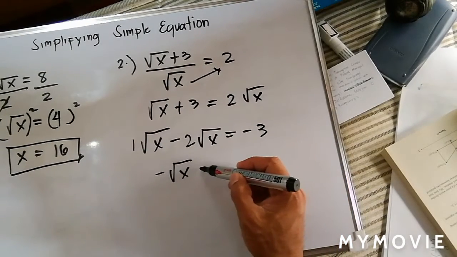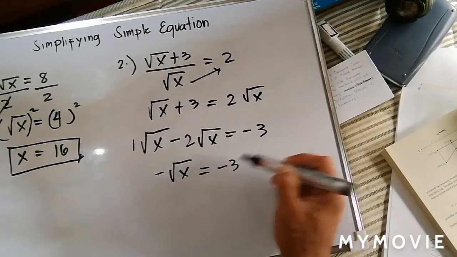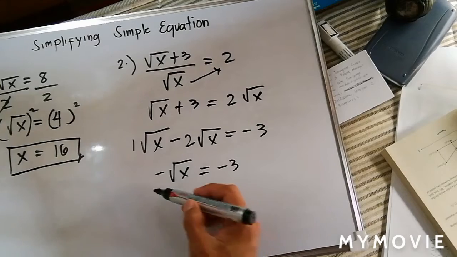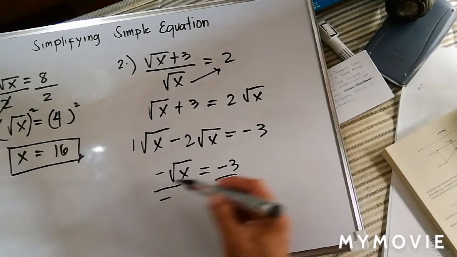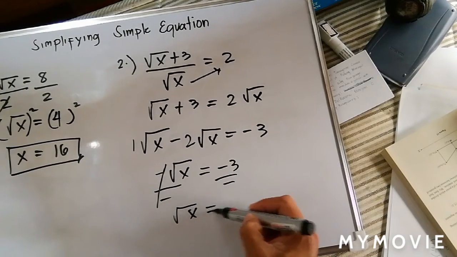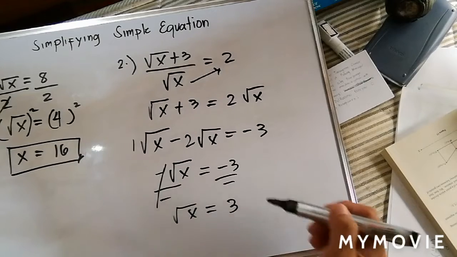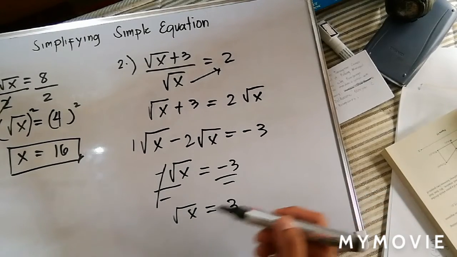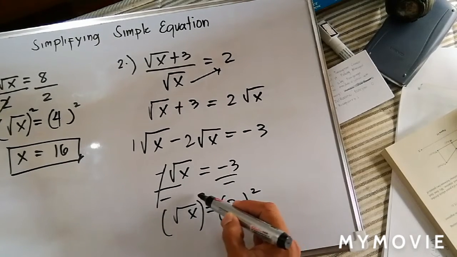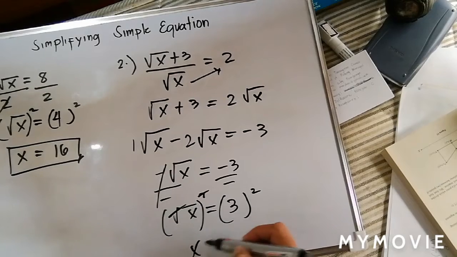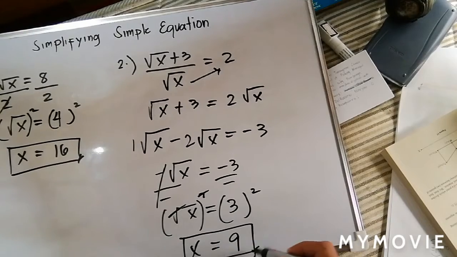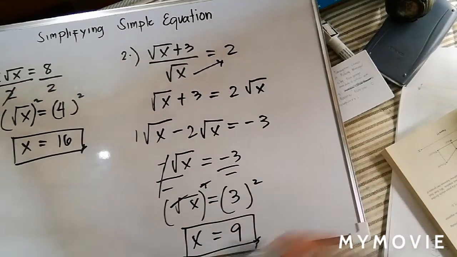So here we have negative 3. The first thing we have to do is remove the sign: negative divided by negative. That will become the square root of x, positive x, and the right side will become 3, since negative divided by negative is positive. All we can do here is to square both sides by 2. So our x value is equal to 9, because 3 to the power of 2 is equal to 9. That's the value of x.